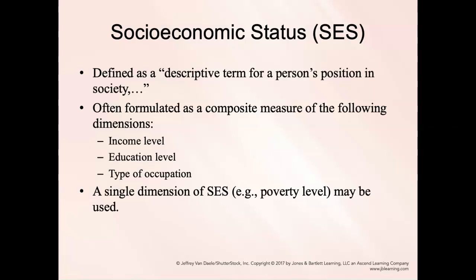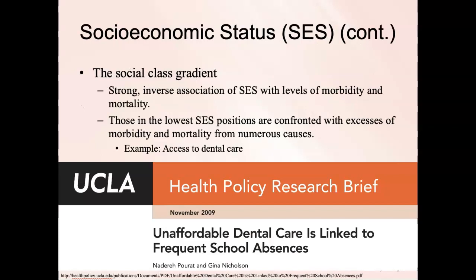We can also combine these into a single measure or a single dimension of socioeconomic status to classify individuals, maybe those who are under the poverty level or those who are above the poverty level. Socioeconomic status is a really important person variable to measure because we see really strong associations between socioeconomic status and different health outcomes and diseases.